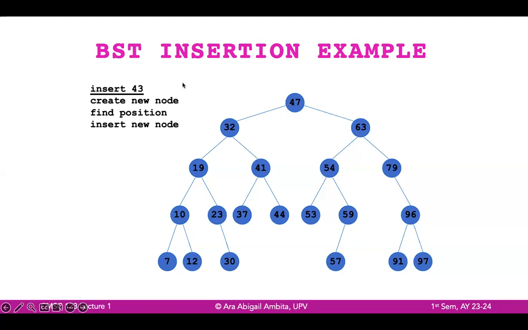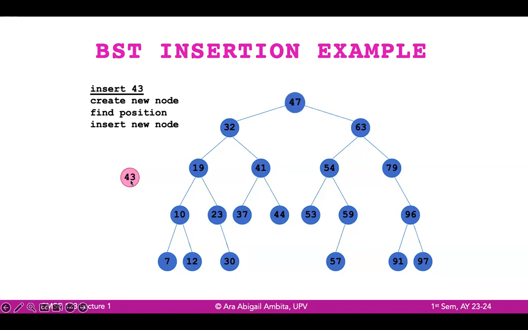Now going back to our example, we want to perform an insert operation, and we want to insert 43. So what are we going to do? We are going to create a new node, find the position, and then insert that node into the tree. Okay, let's start. So we create a new node, 43.